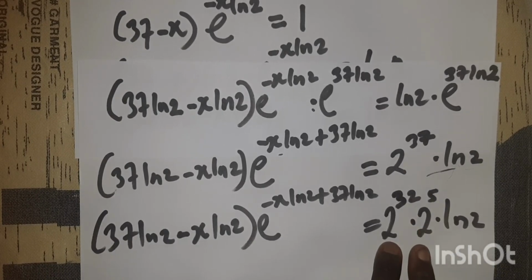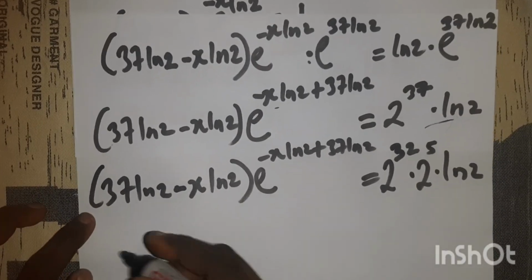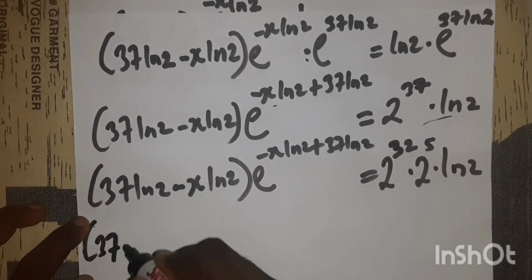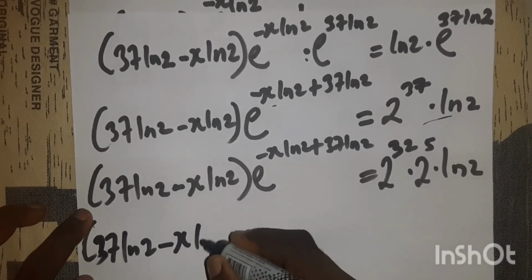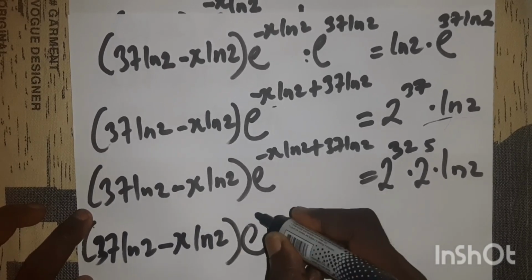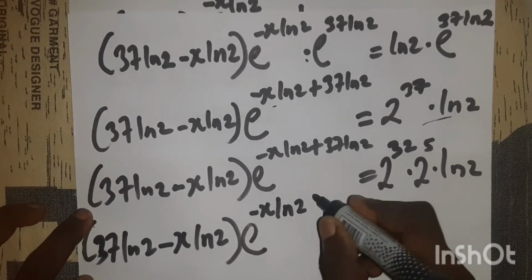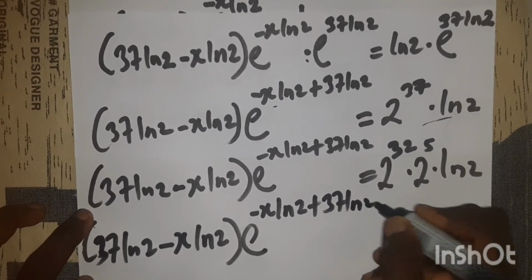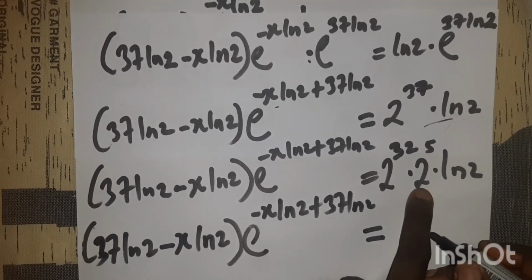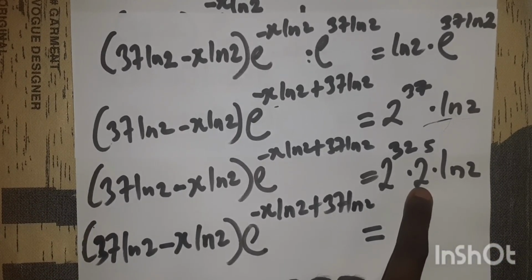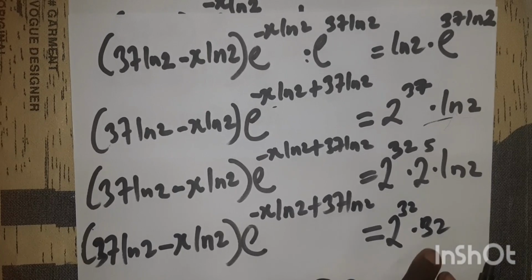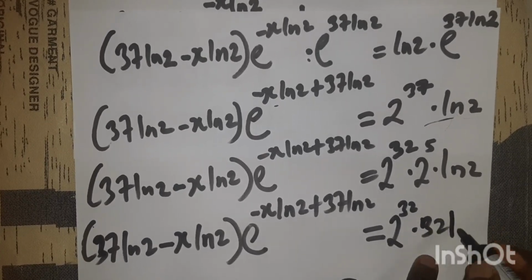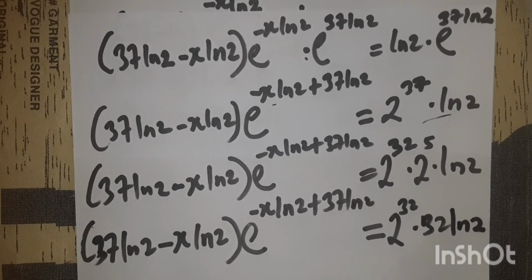So I'm on the right track. So I can still further manipulate this again. Rewriting the left hand side, I still have my 37 ln of 2 minus x ln of 2, then e raised to power minus x ln of 2 plus 37 ln of 2 equals, this is now 2 raised to power 5 is 32. So I now have 2 raised to power 32 times 32, then 32 times ln 2, that's 32 ln 2.